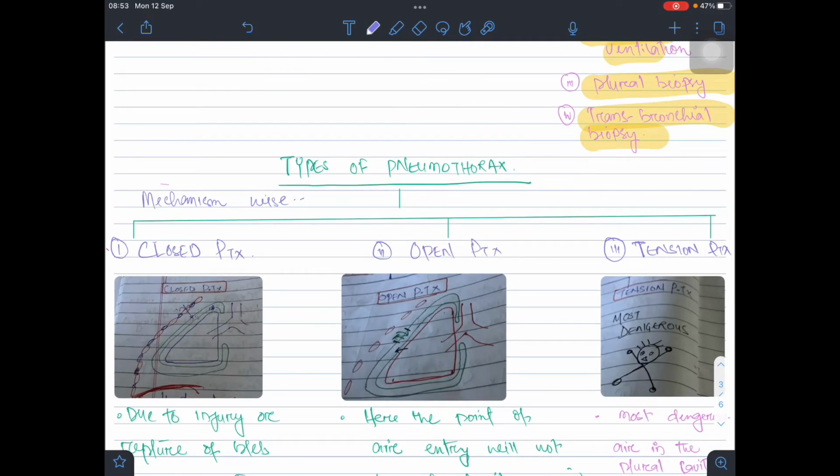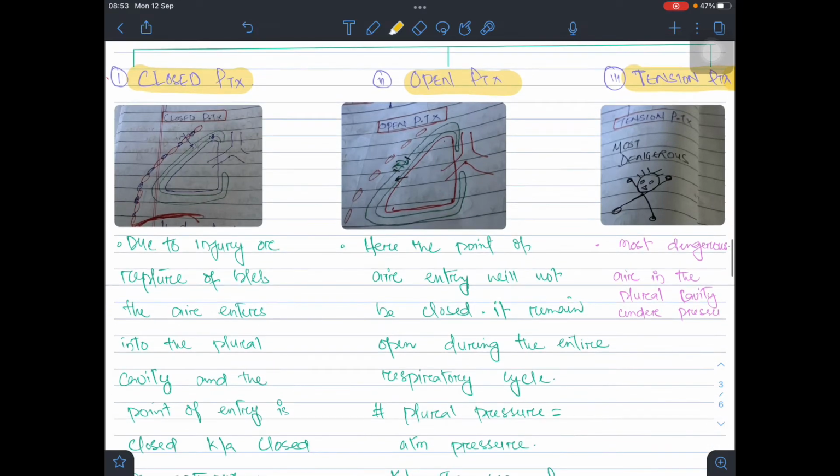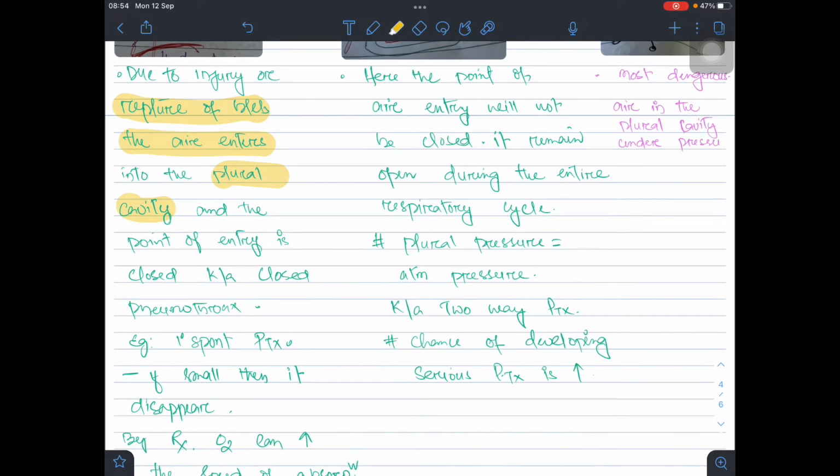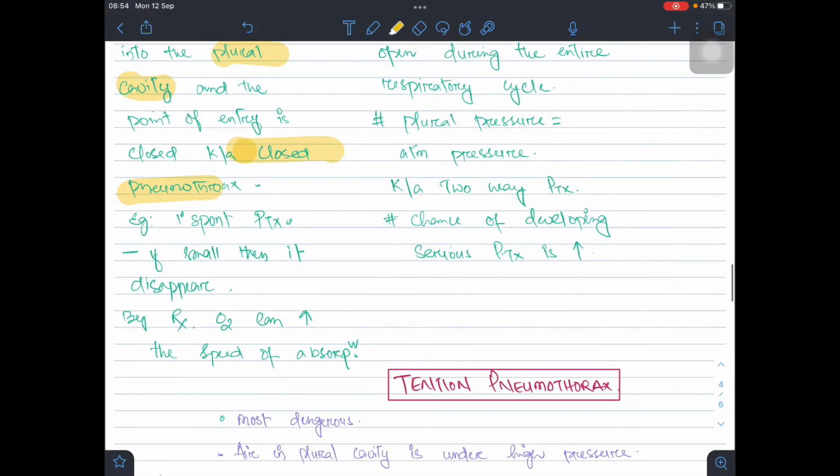When we talk about the types of pneumothorax, mechanism wise, it can be of three types: closed pneumothorax, open pneumothorax, and tension pneumothorax. Closed pneumothorax, from the word itself, is clear. The entry point will be closed after some time, so it is known as closed pneumothorax. We have talked about this already. In the primary spontaneous pneumothorax, the blebs, those bullae, can rupture and a small amount of air can be released into the cavity. The air enters the pleural cavity, and the point of entry is closed, known as closed pneumothorax. An example is primary spontaneous pneumothorax.